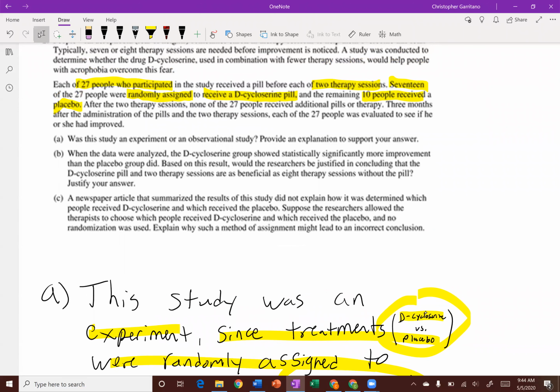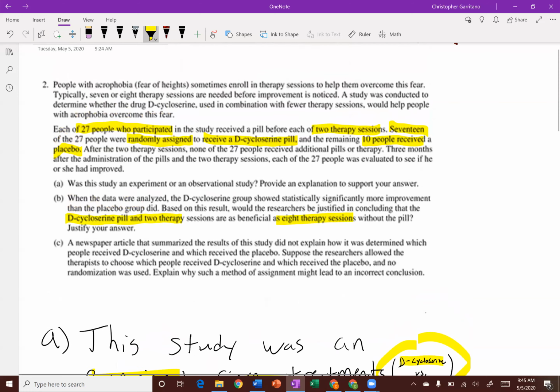When the data were analyzed, the D-cycloserine group showed statistically significant more improvement than the placebo group did. Okay, so that's great, but based on this result, would the researchers be justified in concluding that the D-cycloserine pill and 2 therapy sessions are as beneficial as 8 group therapy sessions without the pill? Justify your answer. So basically, we're wondering, can we make the claim that this treatment group is better than 8 therapy sessions?